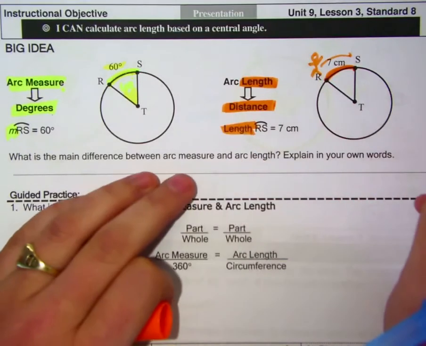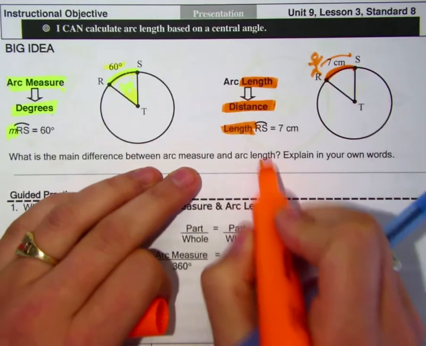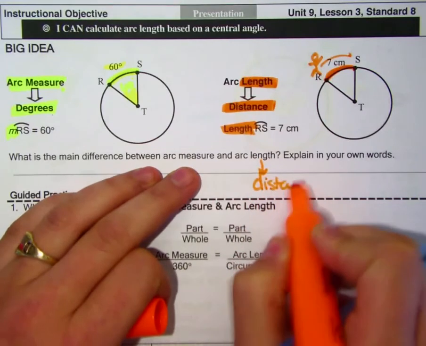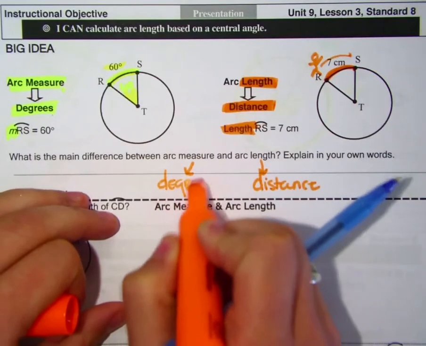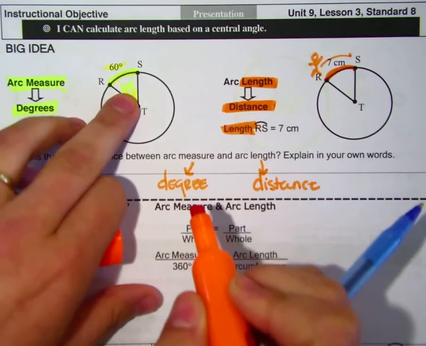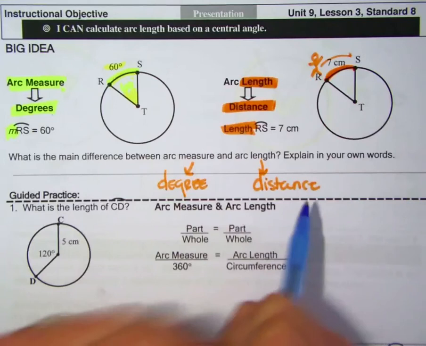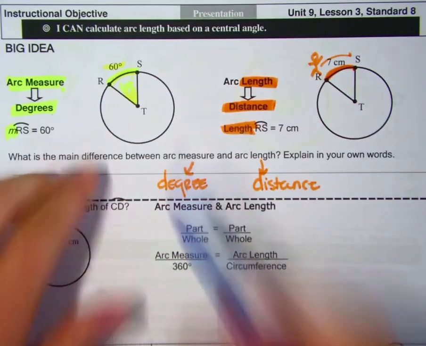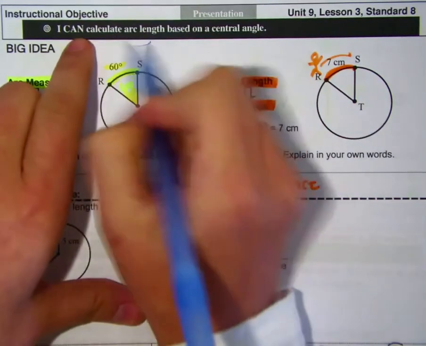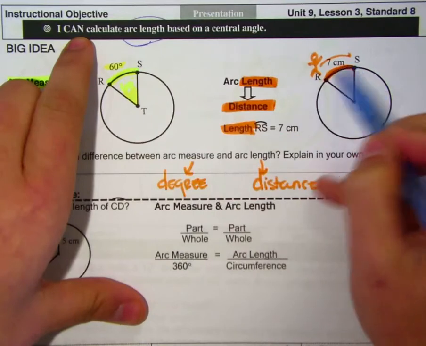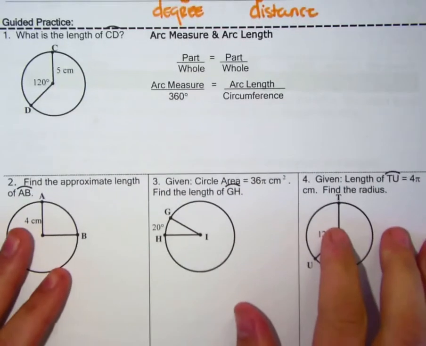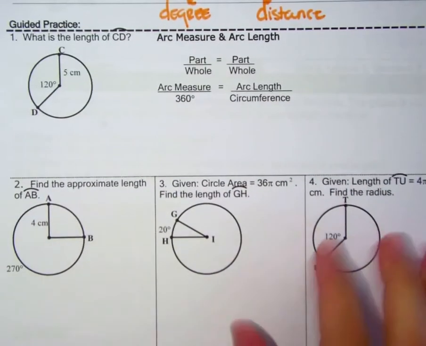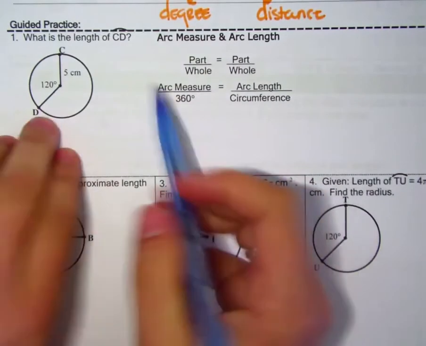So what is the main difference between arc measure and arc length? Length is a distance, and measure refers to a degree, which references the actual measure of the central angle. Okay? So with that being said, what we're actually going to be calculating today is the arc length, so the actual distance from here to here. We're going to be solving for that, and the way that we'll be solving that is using proportions. So let's do this one first, and then we'll move into some more examples.